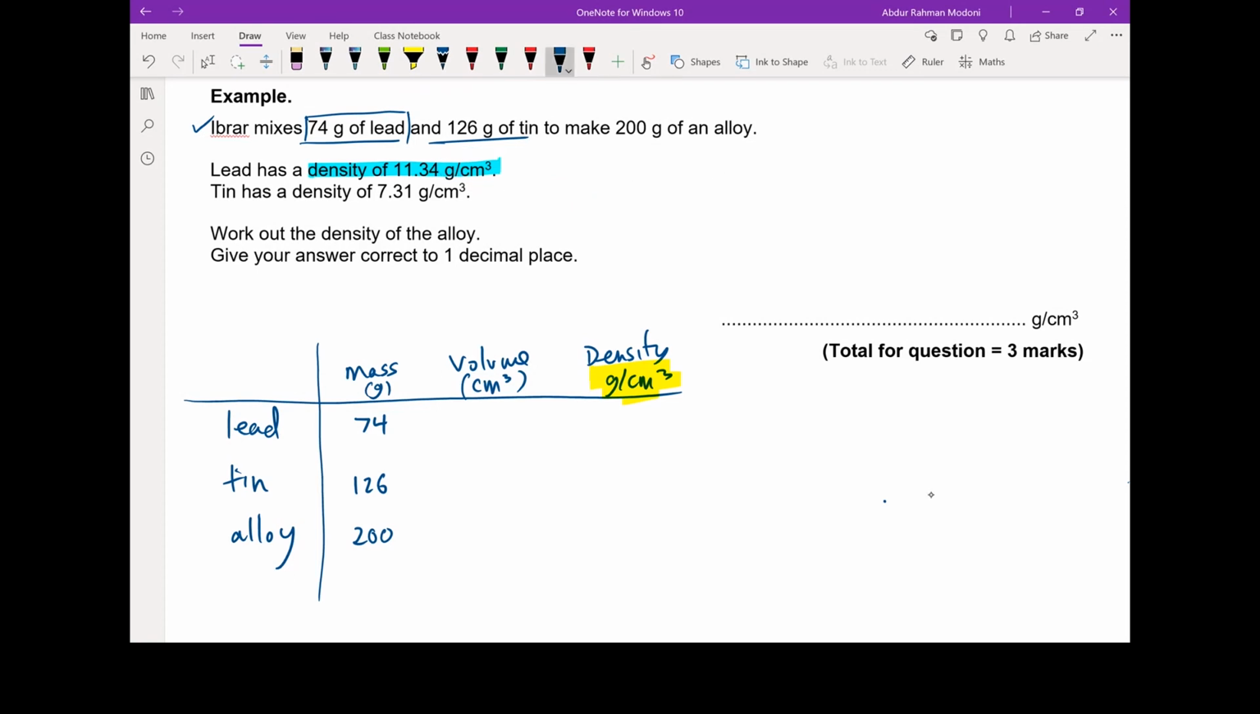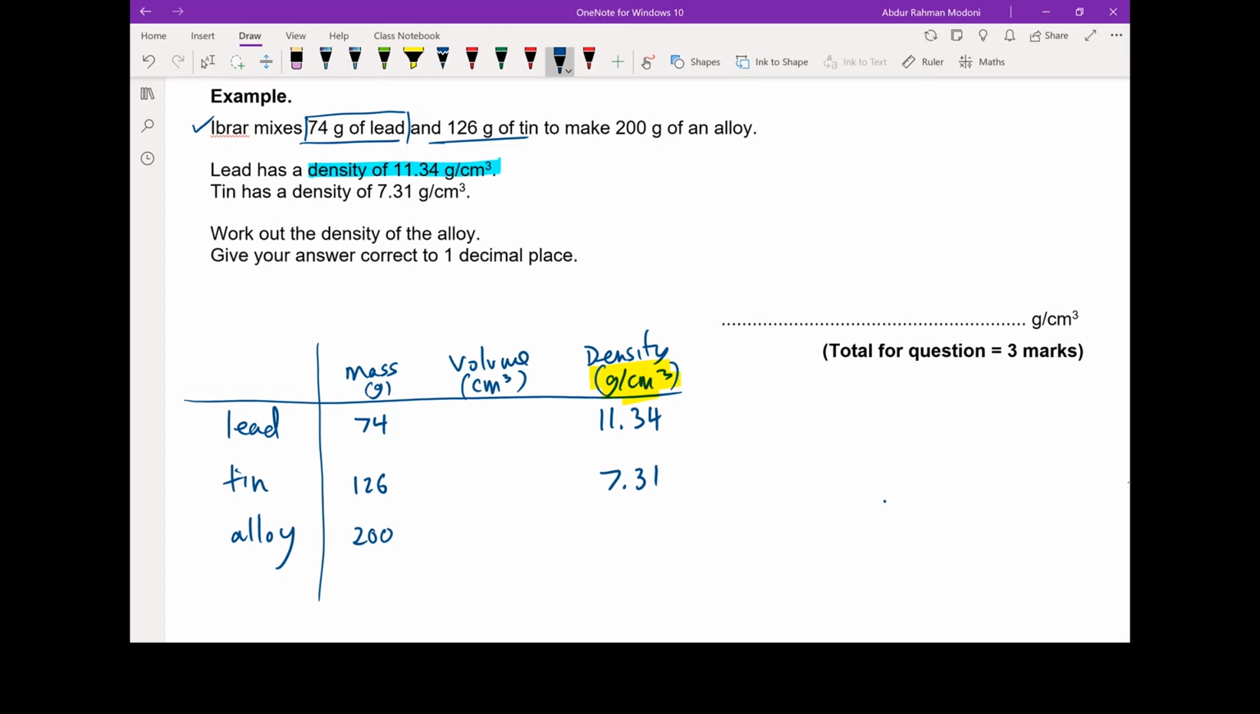Lead has a density of 11.34 grams per centimeter cubed. I've already got my units in my title on the top. Tin has a density of 7.31. I'll go and put that in, 7.31 grams per centimeter cubed. I already have the units.